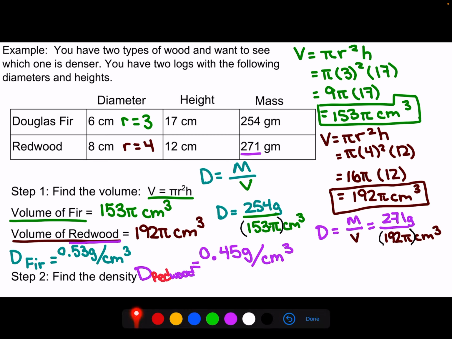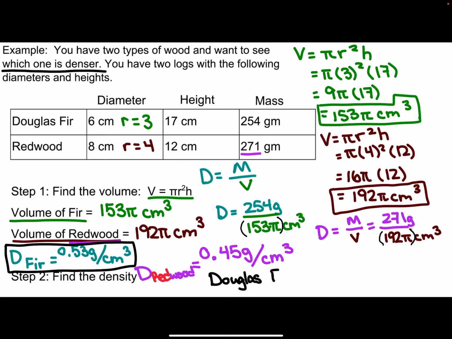Now, again, we want to know which one is the more dense log. So looking at this, the Douglas fir has more density per cubic centimeter than the redwood does. So therefore, the Douglas fir is more dense.